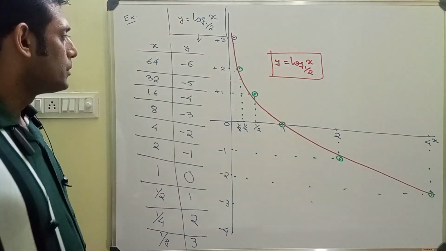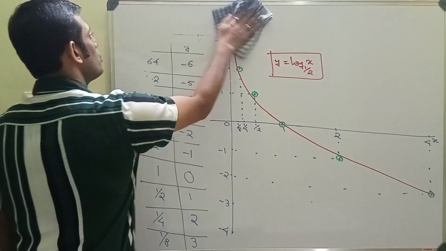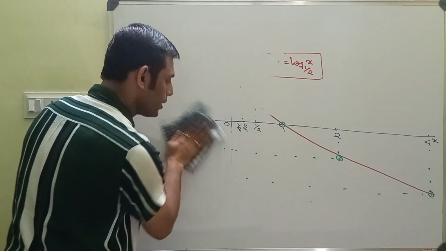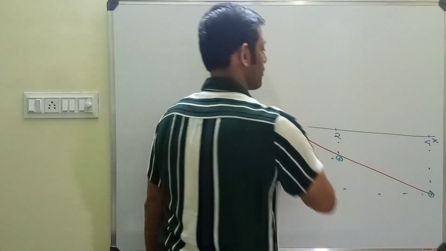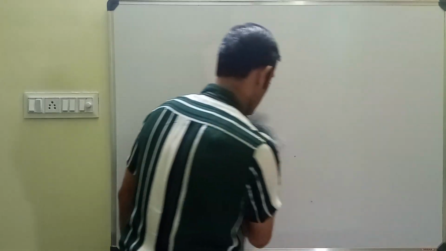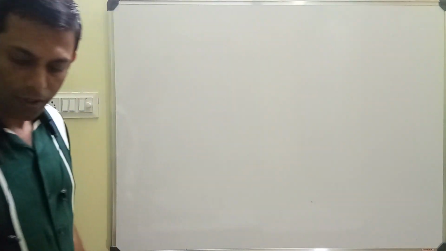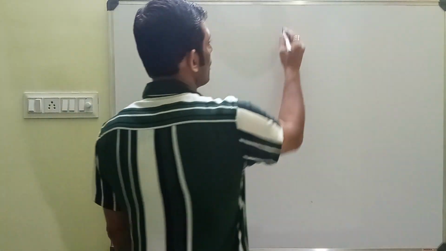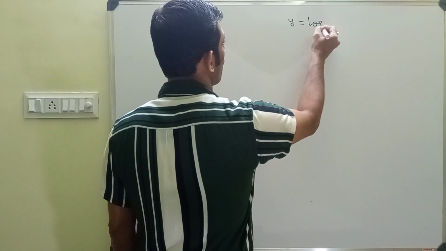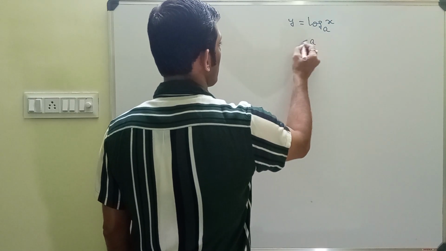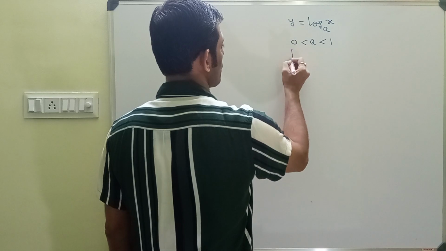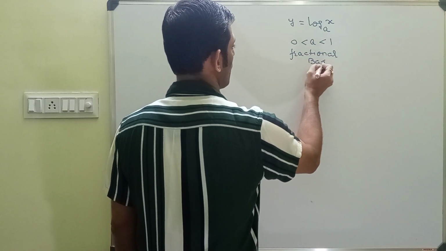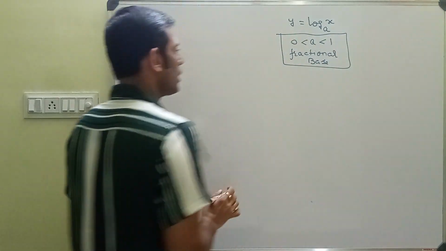Then let's go to the next point: how would a general log graph with a fractional base look? It would be a decreasing function, and it would decrease just as it happened just now. Y equal to log x base a, where a is, let's say, a fraction. This is a fractional base. And how would the graph look?